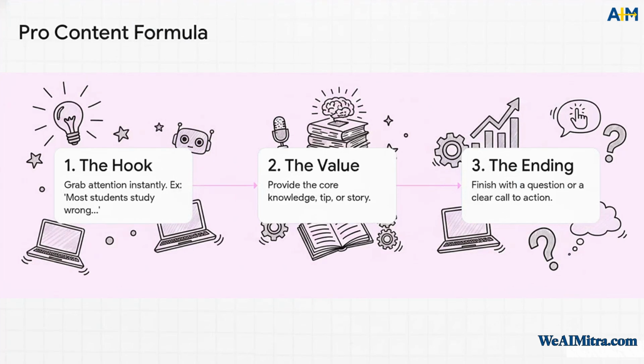You want a pro formula for every single post you make? It's just 3 parts, simple. Start with the compelling hook that grabs attention. Then deliver the value. That's the tip, the story, the insight. And finally, close with an ending that encourages a response, maybe a question. Hook, value, ending. Remember that, and your content will always be effective.